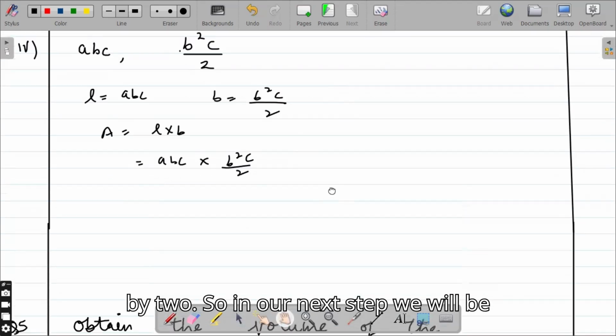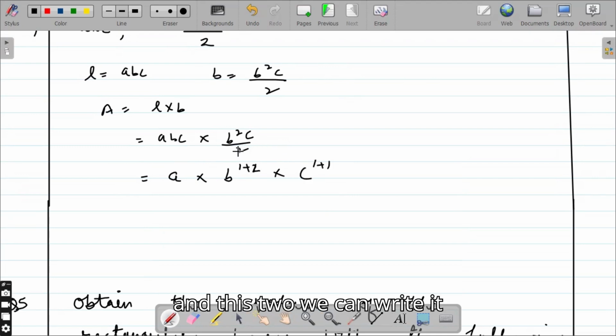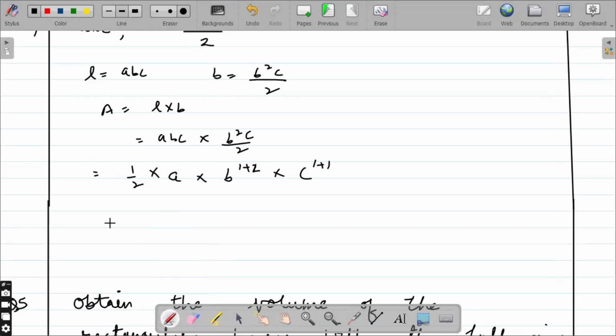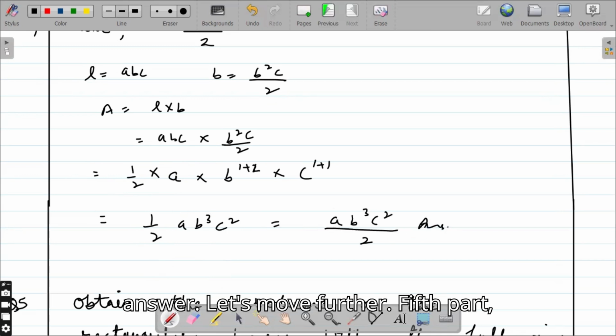So in our next step, we will be writing a into b^(1 plus 2) into c^(1 plus 1), and this 2 we can write it as what? We can write it as 1 by 2 here. So we can write the answer as 1 by 2 a b cube c square, or we can write a b cube c square by 2. This is our answer. Let's move further.